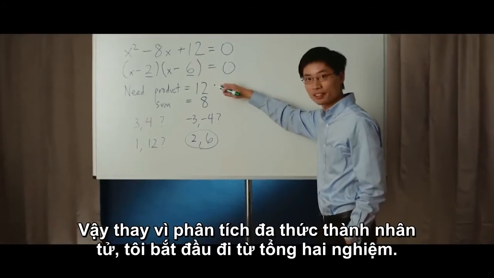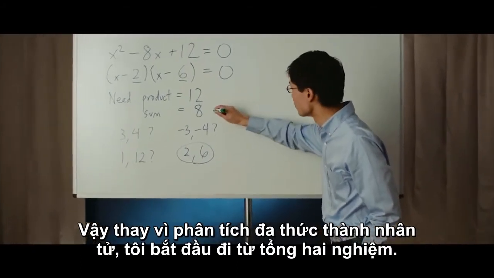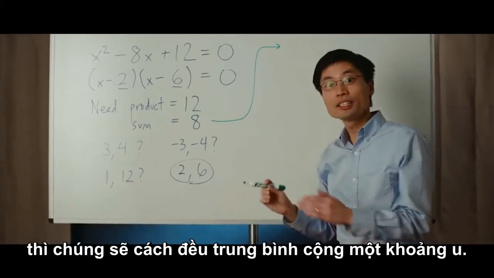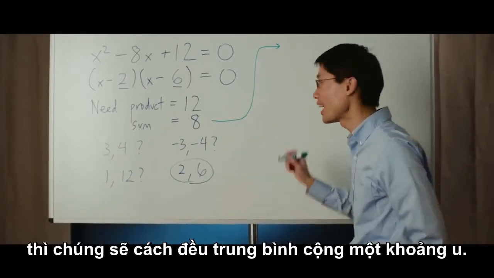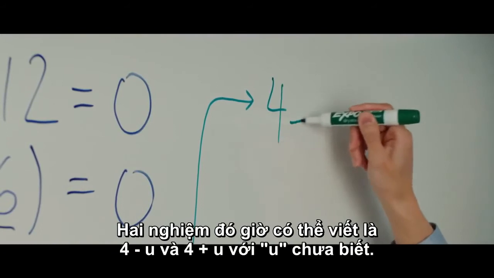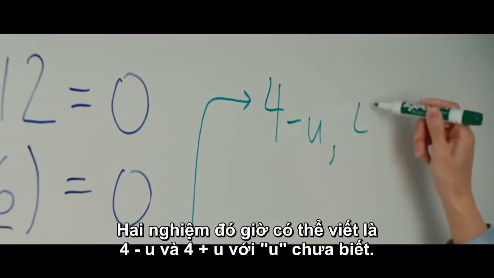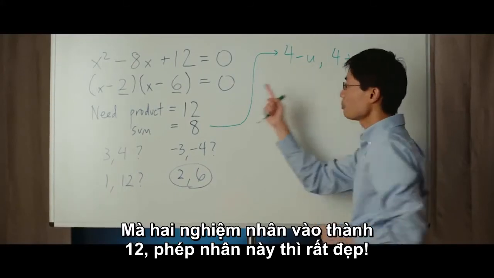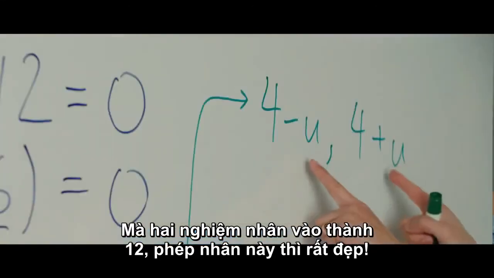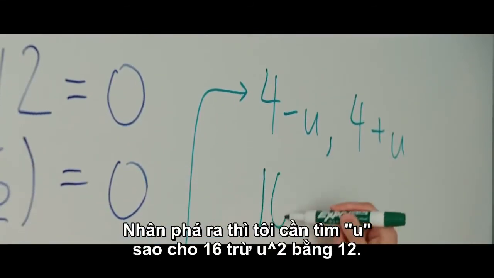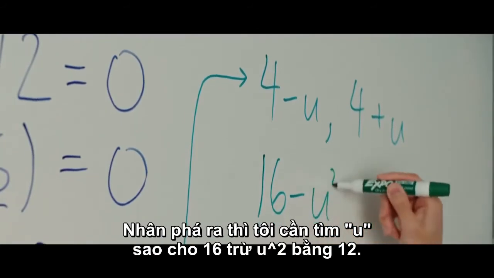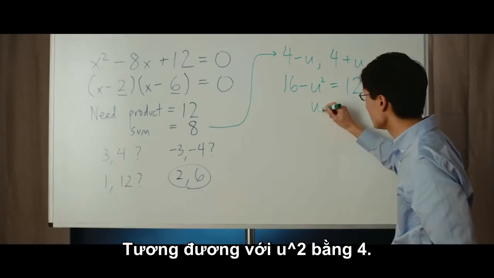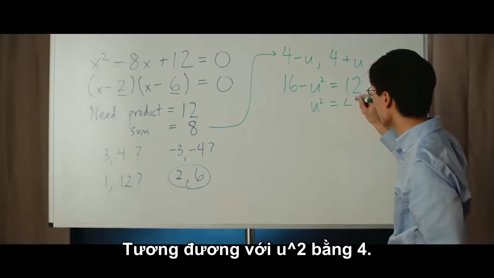Instead of starting from factoring the product, I start from the sum. If I have two numbers whose sum is 8, then they need to be the same distance away from their average. So the two numbers are 4 minus u and 4 plus u for some unknown u. These two are supposed to multiply to 12, but when you multiply this, it's beautiful. The middle terms cancel, and I need to get a u so that 16 minus u squared is 12. That comes when I find a u squared to be 4.